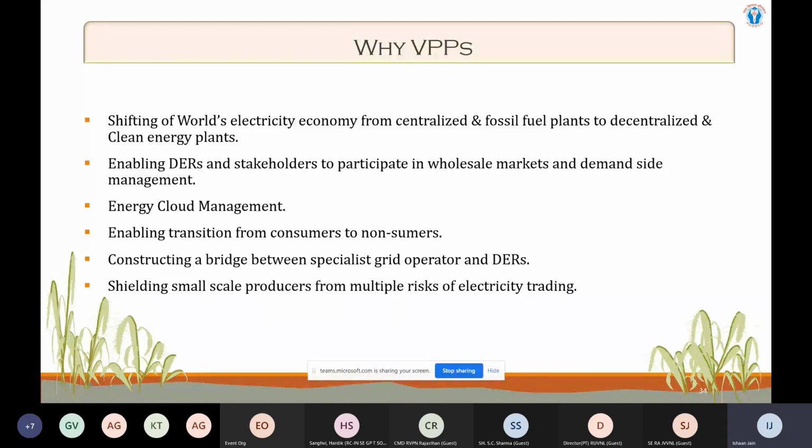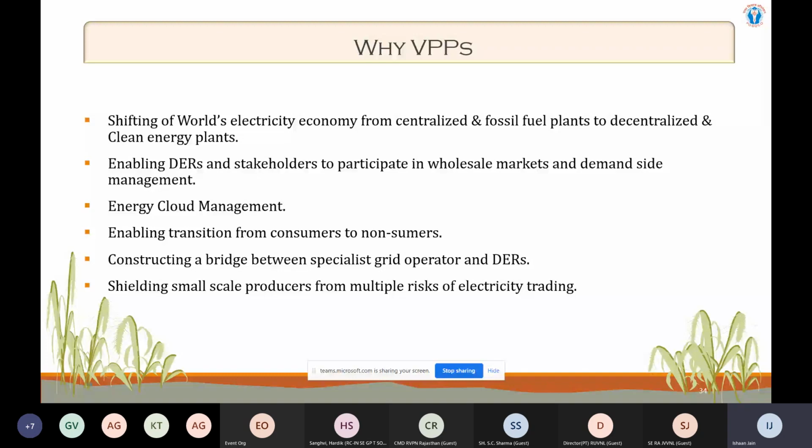As grid operators, we need to have some relief from those end consumers. And the small consumers cannot take risk in electricity trading. So to provide them a platform where small scale producers are protected and the multiple risks of electricity trading can be averted, you need to have some aggregator or some party which can help in meeting all these goals.